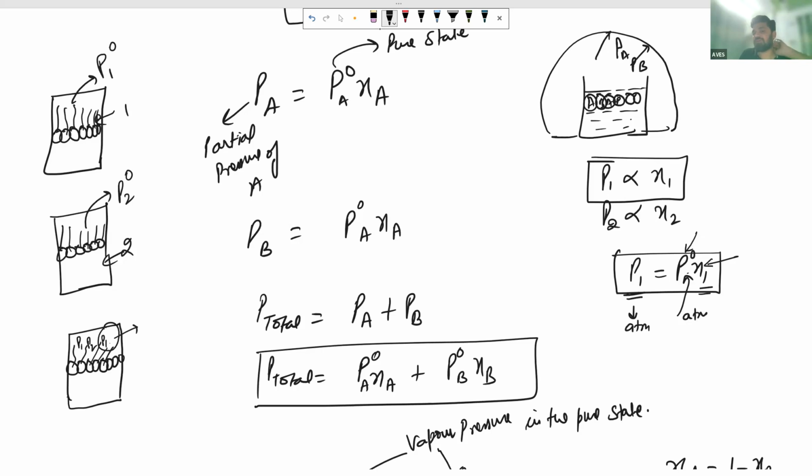It is also pressure, but it is in the pure state. P1 is in the mixture state. So P1 will be equal to P1 naught into x1, the mole fraction, where x1 is the mole fraction of component 1 in the solution. Okay, you understood?